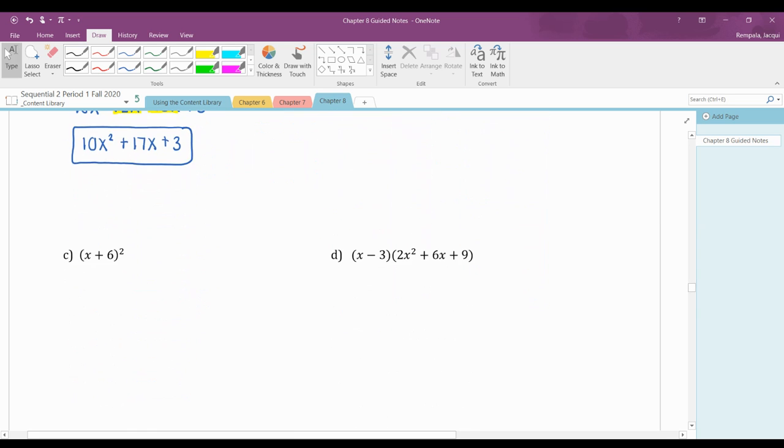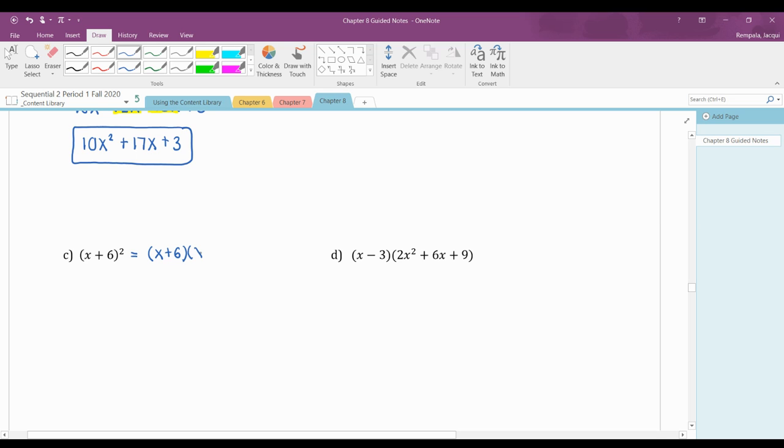Let's take a look at part C. I've got x plus 6. That whole thing is raised to the second power. So anytime something's being squared, this takes us back to chapter 7 when we're talking about exponents. That means x plus 6 in parentheses is my base.